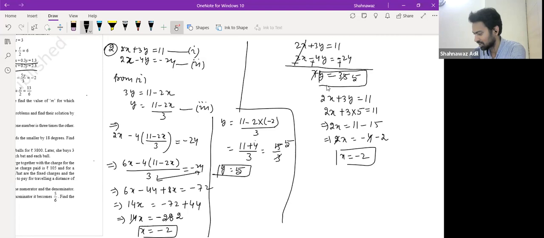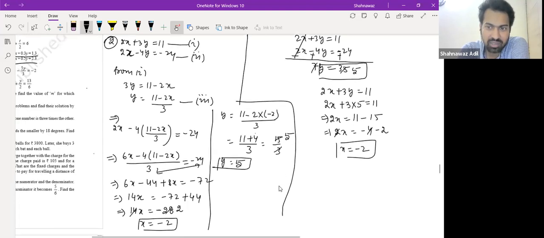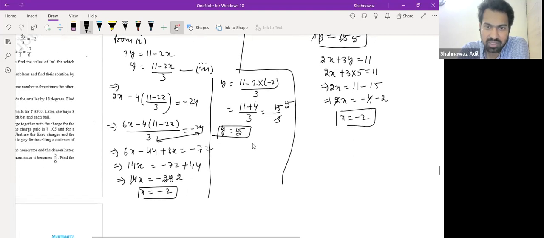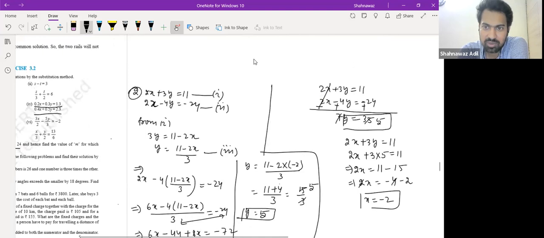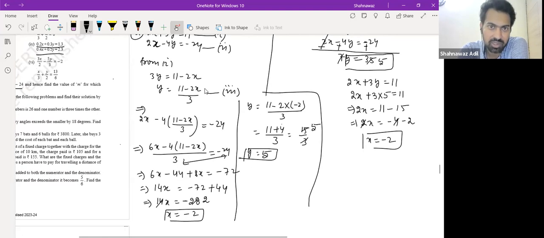Elimination. For Amira, the elimination method is easy. For Tejasvi, which method is easy? Both, sir. Okay. So now we have calculated the x and y value. I just wanted to tell you what the difference is between elimination and substitution.